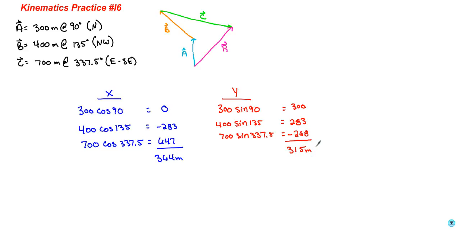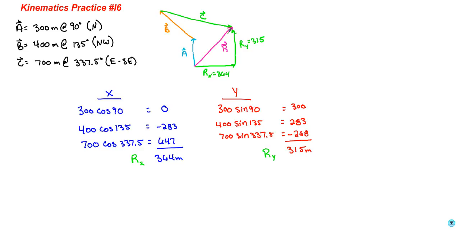So all together now, these are this 364 and this 315. Those are my r sub x and r sub y components. So this is the x and y component. This would be r sub x equal to 364, and this would be my r sub y equal to 315. And we see that they are components, they're perpendicular, they're sides of this right triangle.